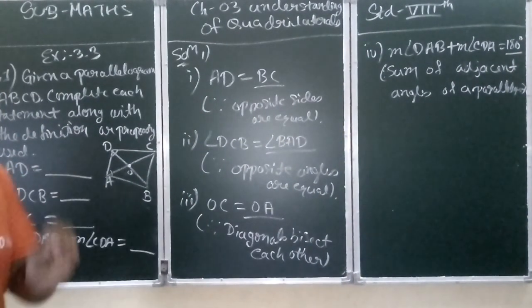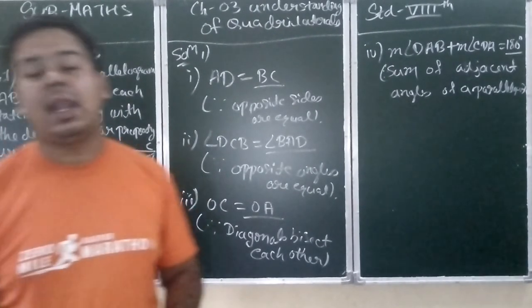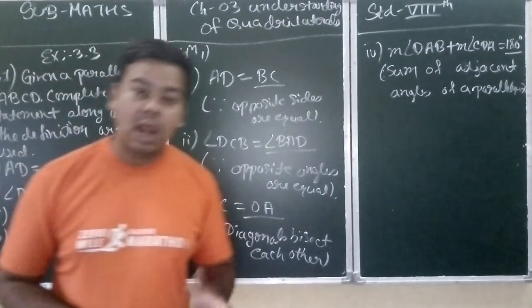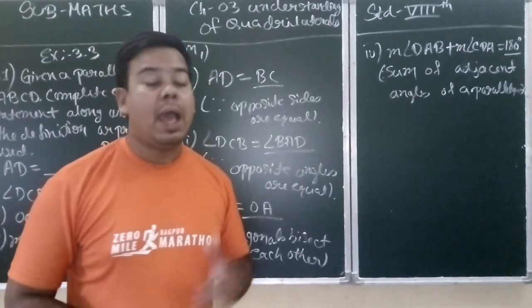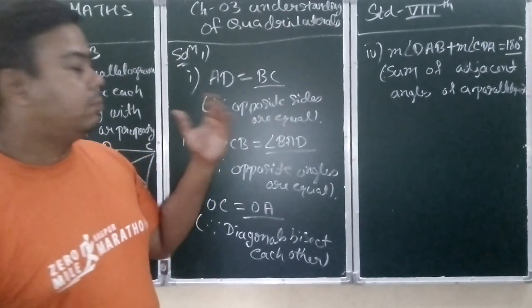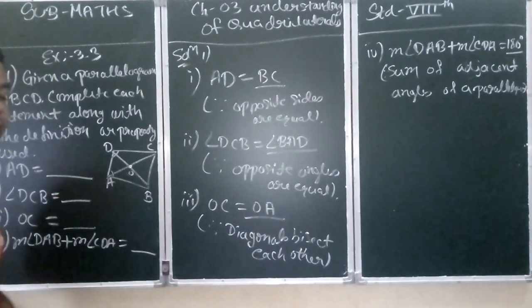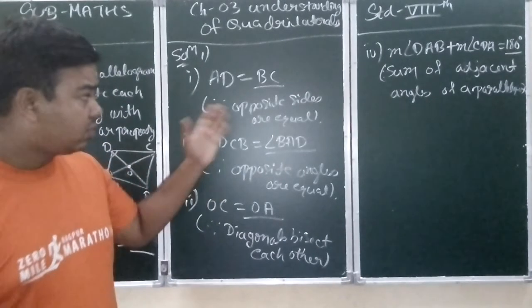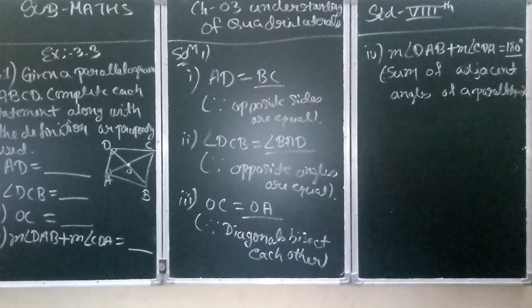Remember, focus only on the properties. In a parallelogram, opposite sides are parallel, opposite sides are equal, opposite angles are equal, the sum of any adjacent angles is equal to 180 degrees, supplementary angles, and diagonals bisect each other. Let's copy this one.